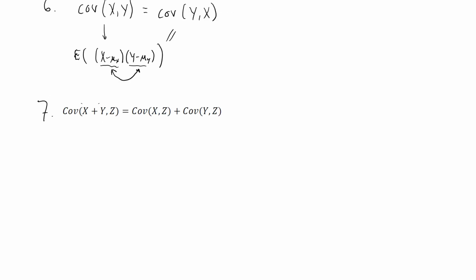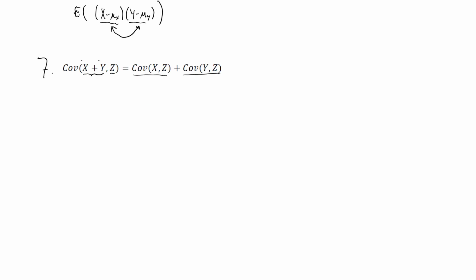The next result tells us that the covariance goes inside linear functions. So if I have a covariance of the sum x plus y with z, I can calculate that as the covariance of x and z plus the covariance of y and z. This is not hard to show.